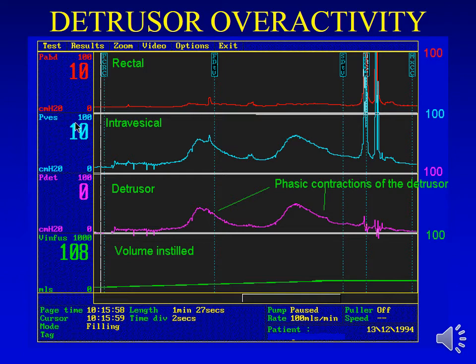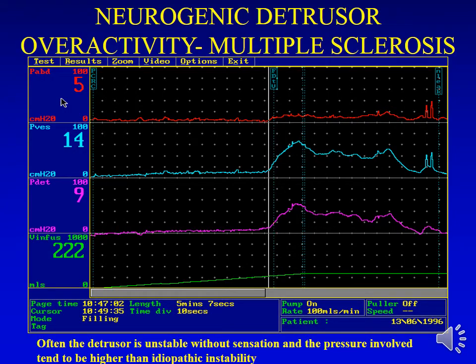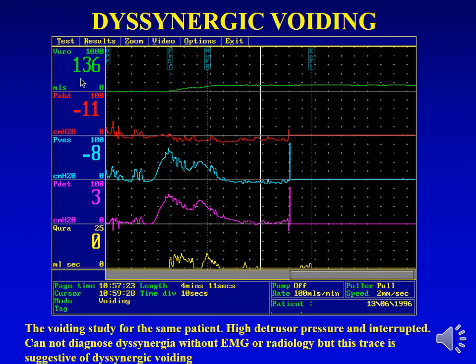That means a bladder that has been affected by a spinal cord injury or neurogenic disability. Now this is a neurogenic detrusor overactivity, same as just now, but this is persistent, not phasic contraction, but persistent detrusor contraction. This is seen usually in multiple sclerosis. So it is neurogenic detrusor overactivity, specifically seen in multiple sclerosis.